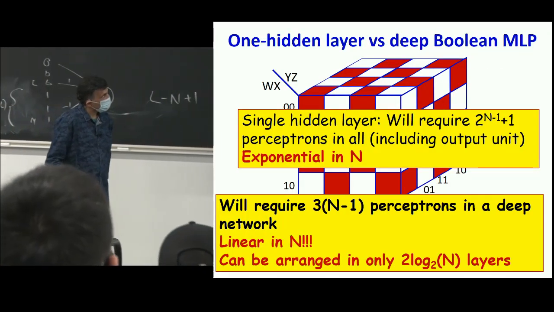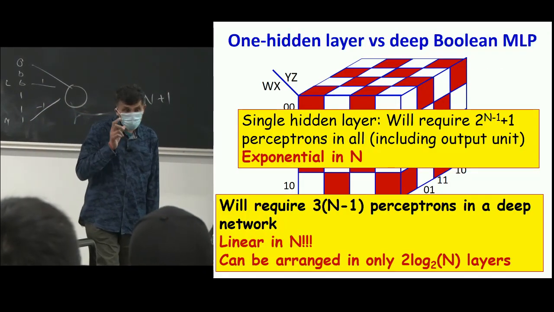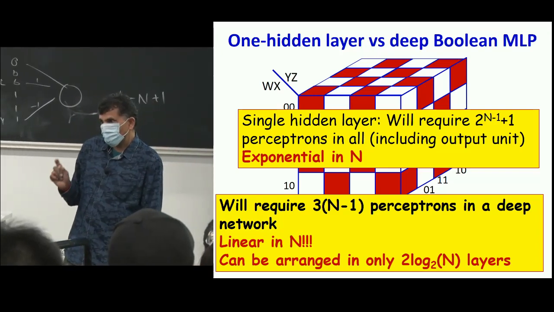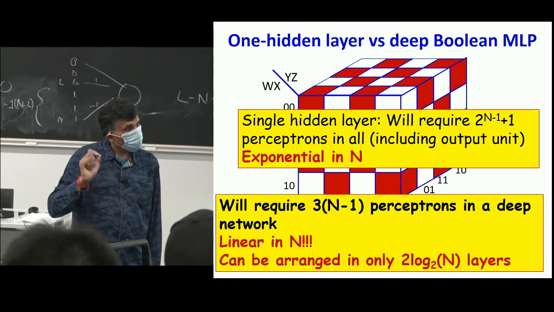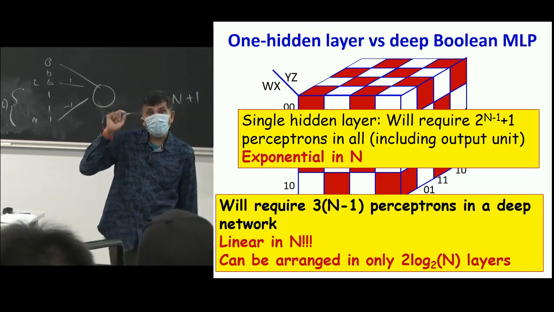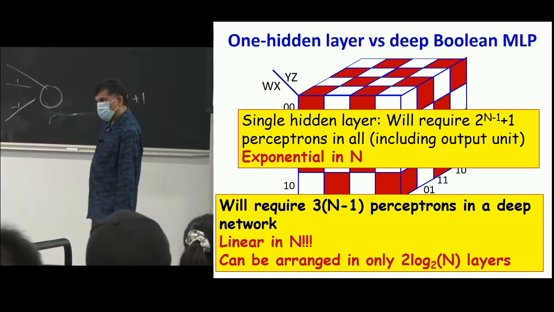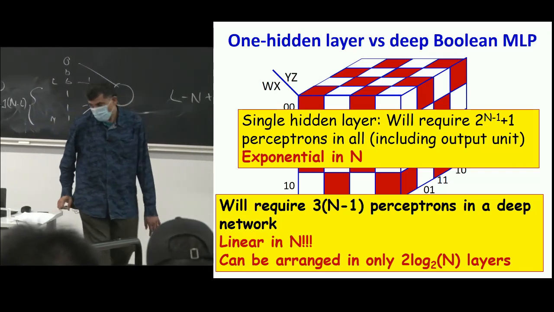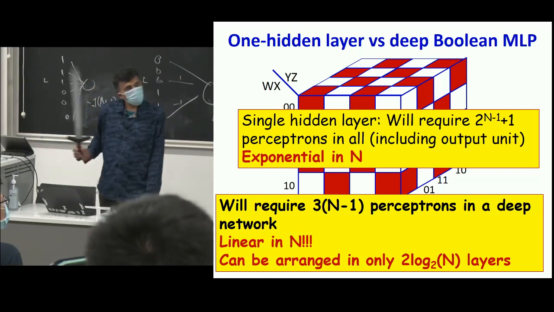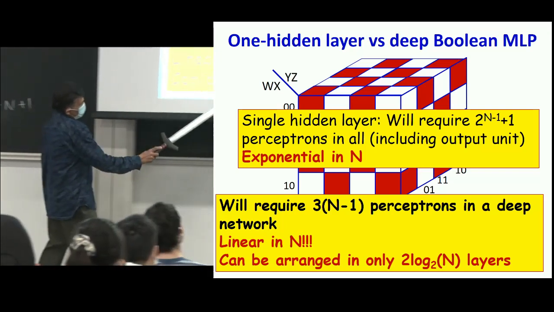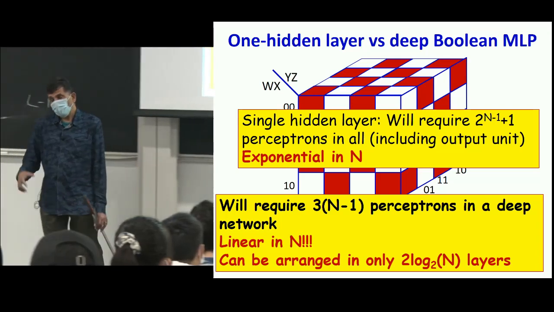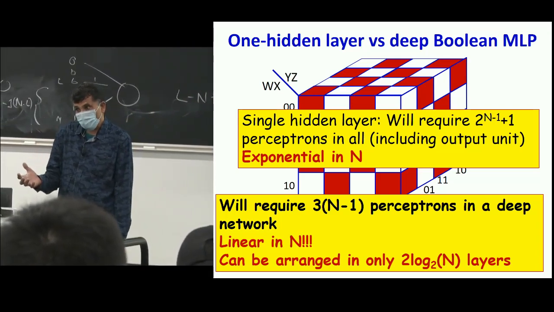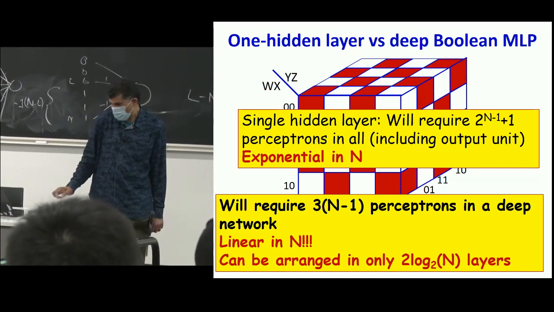So here's the general statement. If I allow only one hidden layer, the size of the network is exponential in the inputs. If I allow arbitrary depth, the size of the deep net is linear in the inputs. And in fact, these linear-in-the-inputs neurons can be arranged in only 2 log n layers. Why is it that I can arrange it in 2 log n layers?